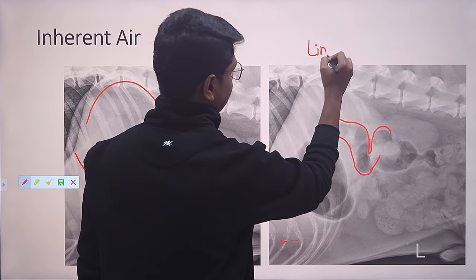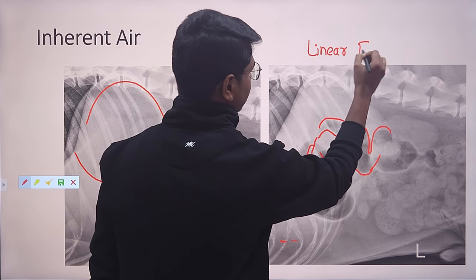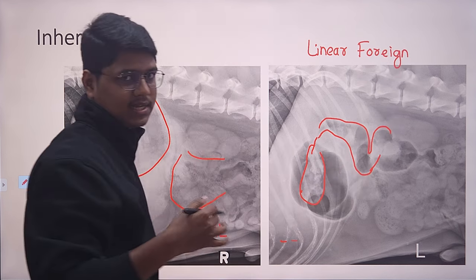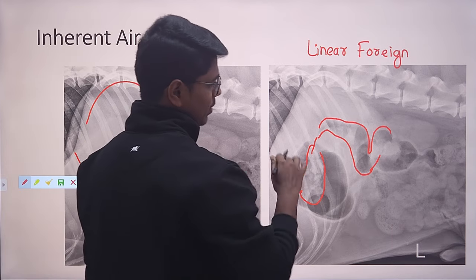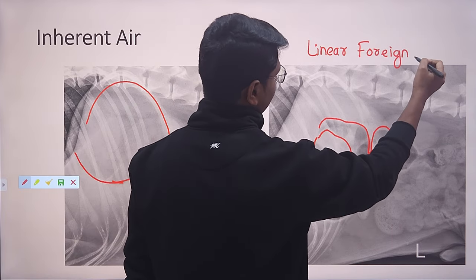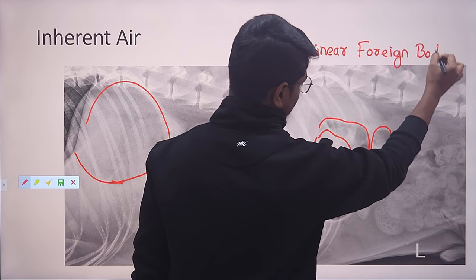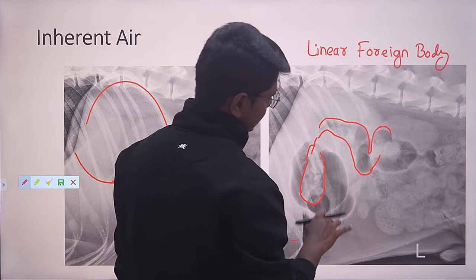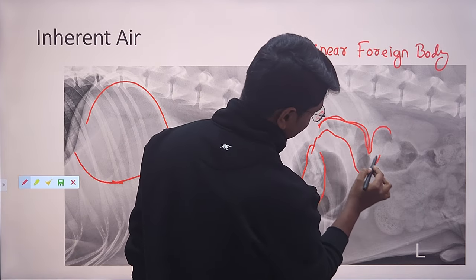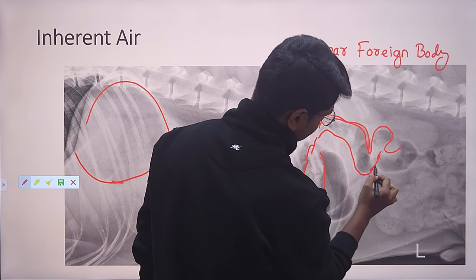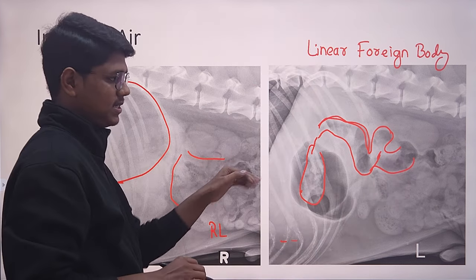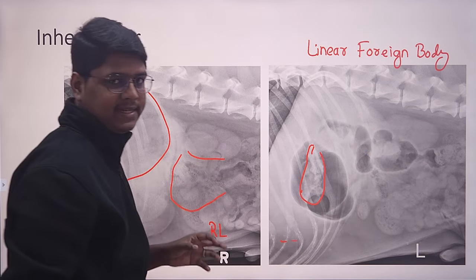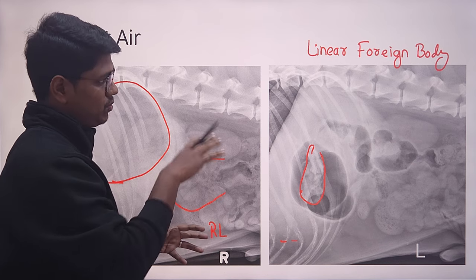This is a case of linear foreign body, very, very difficult to diagnose because they usually don't show in regular X-rays. They are not radio-opaque, so you have to take multiple views and give a contrast. We will discuss linear foreign body separately when we go to the intestinal diseases. So you see, this is known as plication of the intestine. Pleating and plication are very characteristic of linear foreign body.